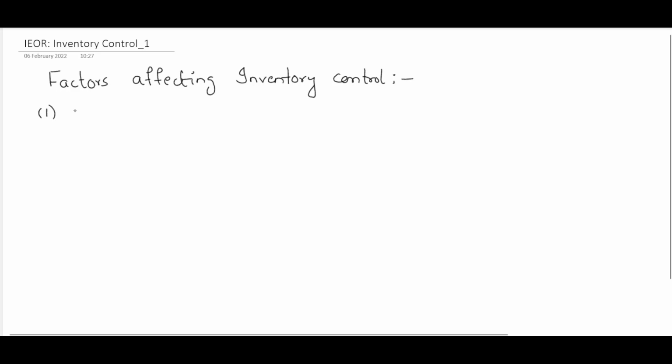So these terms are, let me give you the heading: factors affecting inventory control. First one is the demand. Everybody knows, demand is the most important thing for any enterprise. Demand is nothing but the number of units required per period.